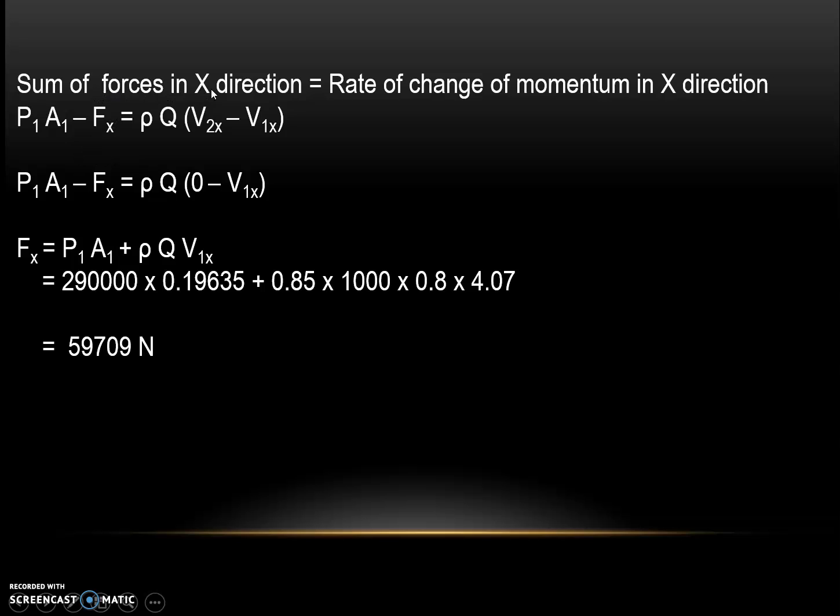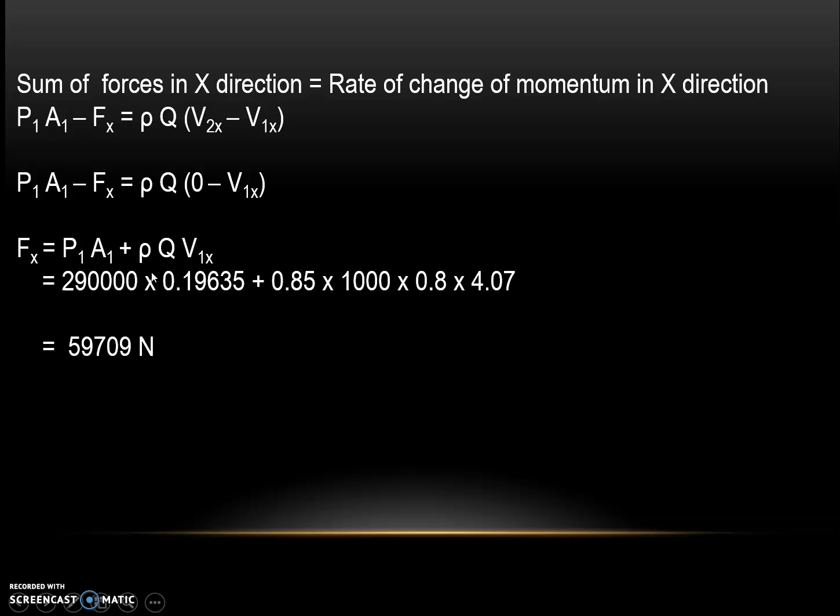Sum of the forces in x direction is equal to rate of change of momentum in x direction. So force in x direction is P1 A1 minus Fx equal to rho QV. Rho QV is rho into Q into change of velocity, that is V2x minus V1x. So P1 A1 minus Fx equals rho Q into V2x, which is 0, that is, velocity at section 2 along x direction is 0, minus V1x. So we get Fx equal to P1 A1 plus rho Q V1x.